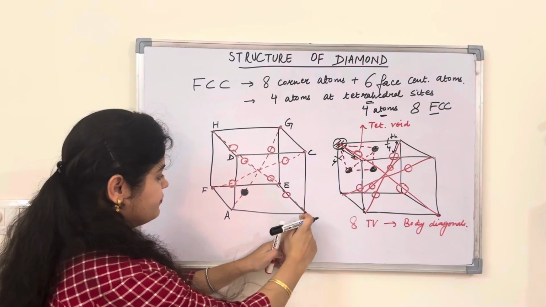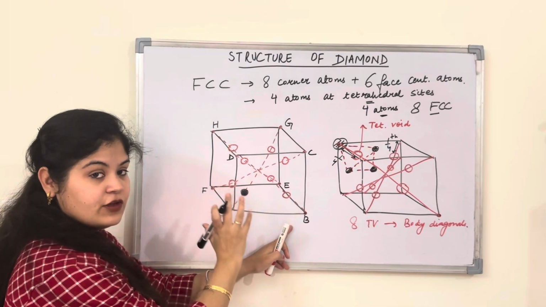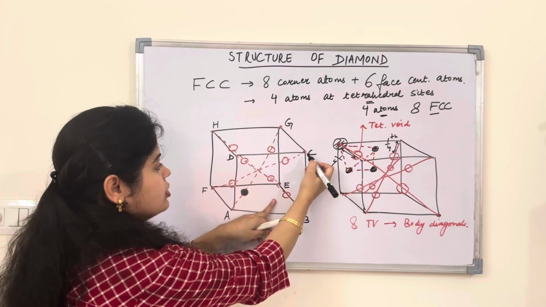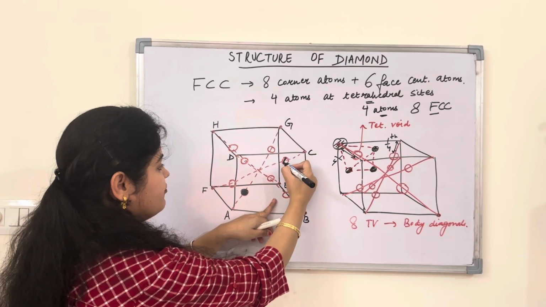Now we come to B. So alternate, we have to fill the alternate ones. So this should be empty. Then we come to C. So the void near C should be filled.